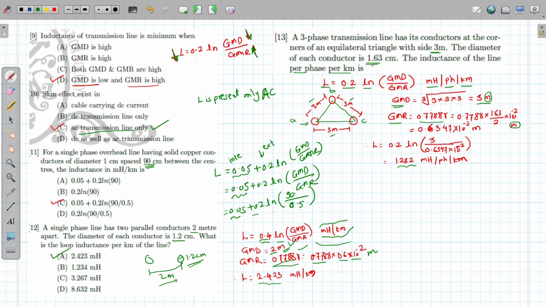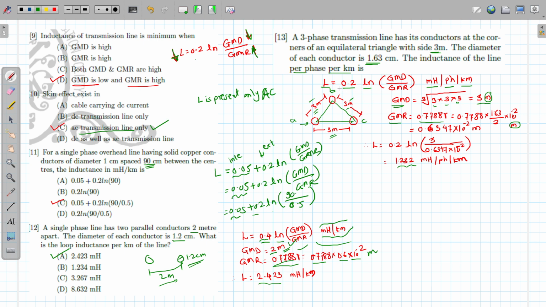A three-phase line has its conductors at the corner of an equilateral triangle with side 3 meter and diameter of each conductor is 1.63 centimeter. Find the line inductance per phase per kilometer. The conductors are placed on the corner of an equilateral triangle, so each side is the same: 3 meter, 3 meter, 3 meter. Hence GMD is equal to 3 into 3 into 3. As there are 3 values, we have to take the cube root of this, which will give you 3 meter.